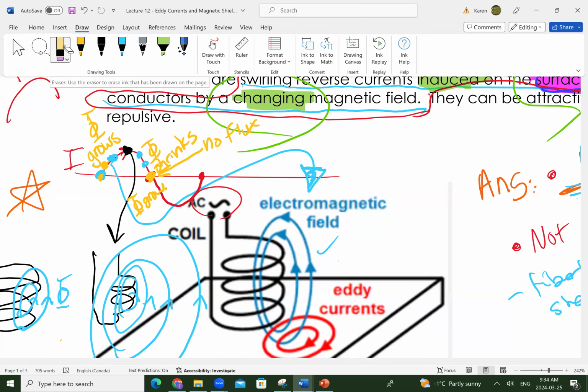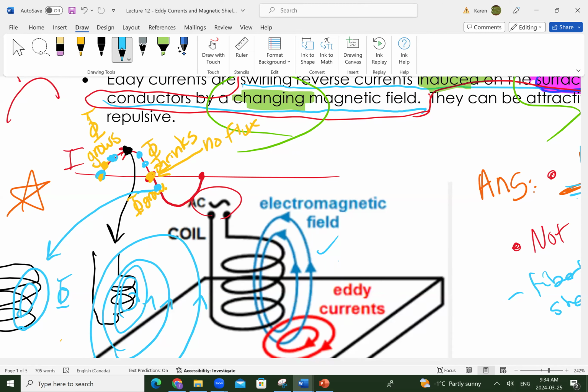I would have to do it, let's see, I'm going to use this blue. I'm going to put a dot here now. And I'm going to say it's this one. And what I would have to do then is remove this direction. I would take this little bit of eddy current or electromagnetic field and change its direction. Yes, I would change its direction.